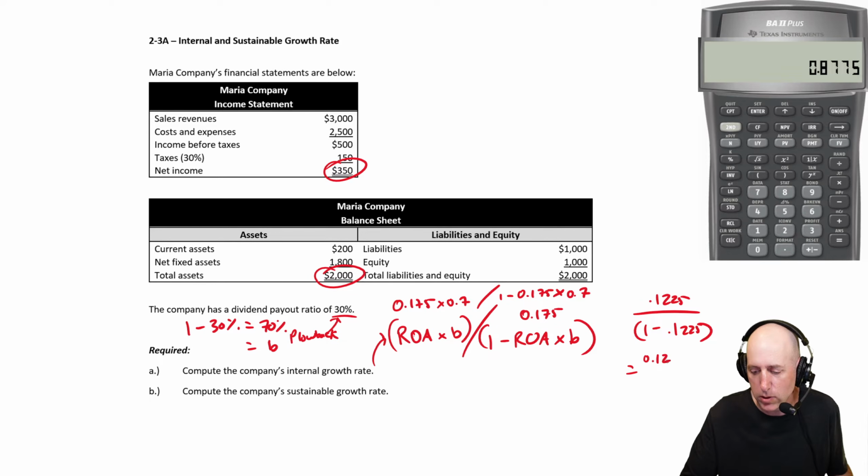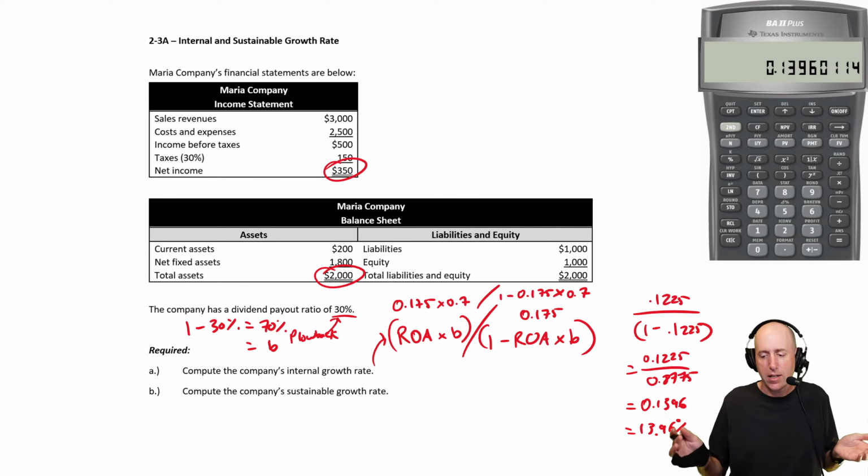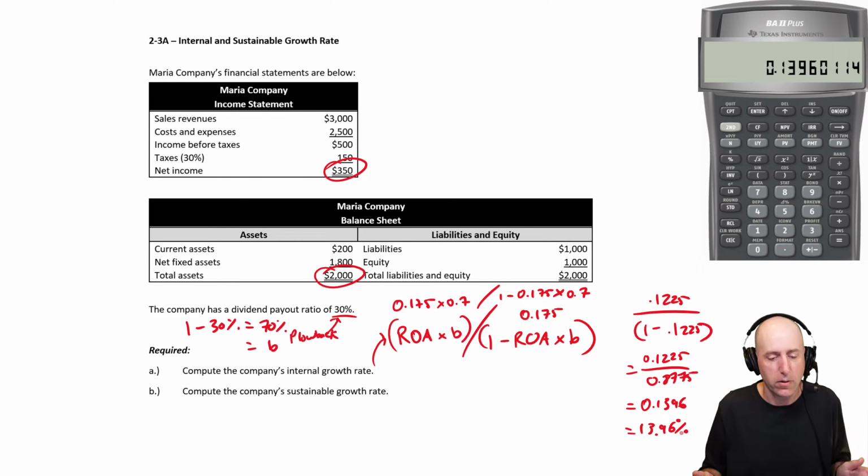So 0.1225 divided by 0.8775, and it's going to give us a percentage. Whoa, I messed that up. I missed the decimal. 0.1225 divided by 0.8775. There it is: 0.1396, or 13.96%. So that is our internal growth rate.